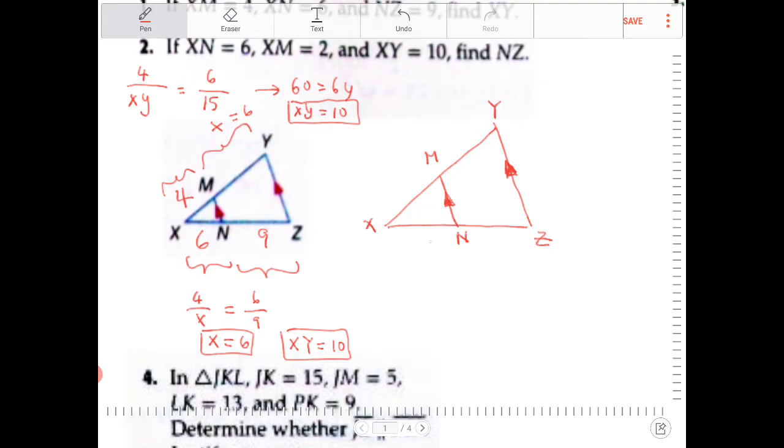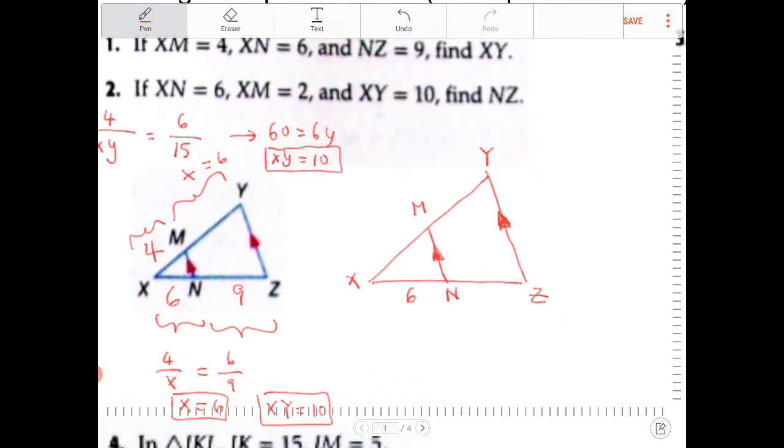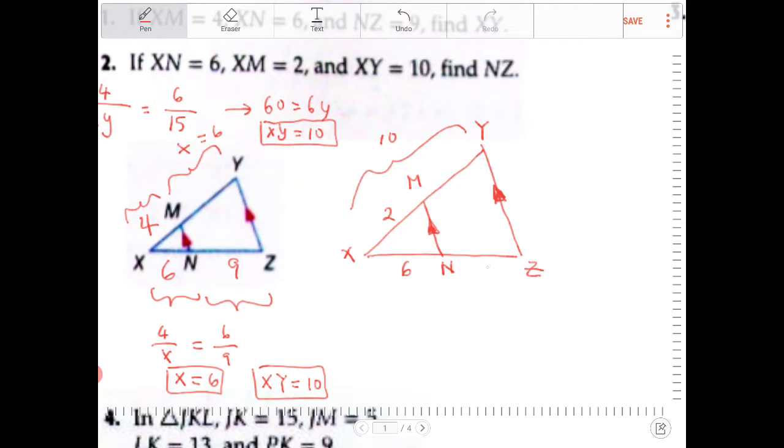If xn is equal to 6, xm is equal to 2, xy is equal to 10, so the full length now is 10, find nz. So nz here, which I'm going to call x, is not directly given to us, but we can certainly solve for it. My is equal to 8. So I can say x over 6 is equal to 9 over 2. See, I'm comparing the partitioned parts, okay? They are going to be equivalent. x over 6 is equal to 9 over 2.